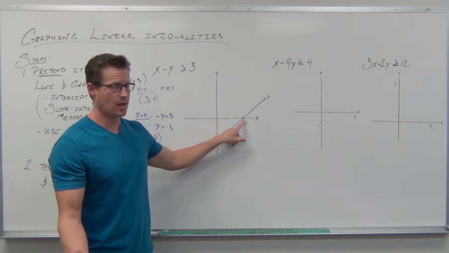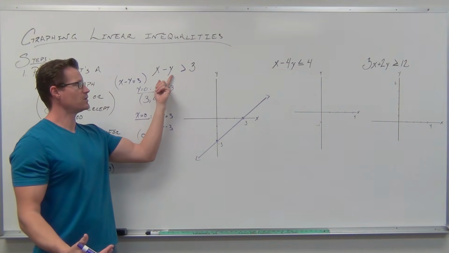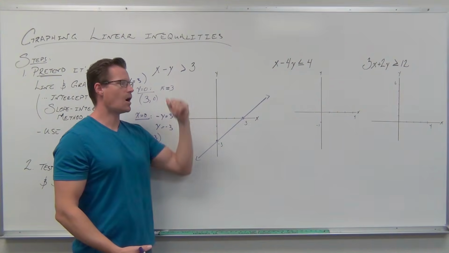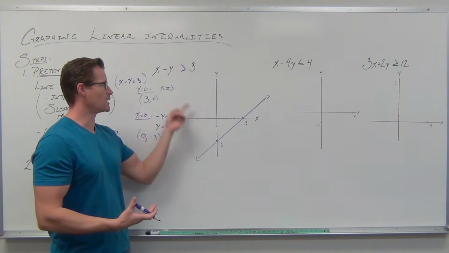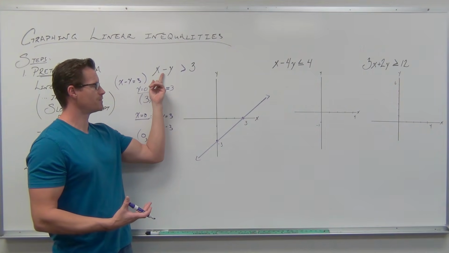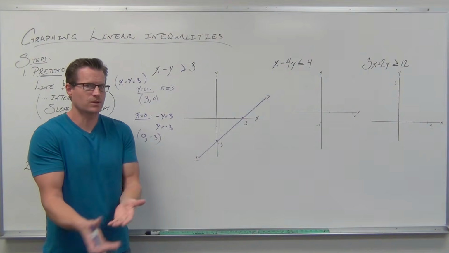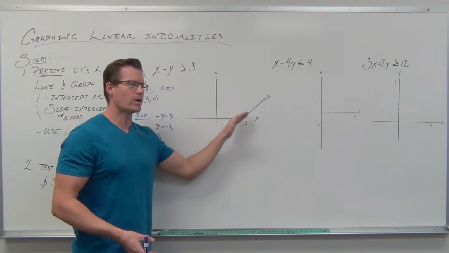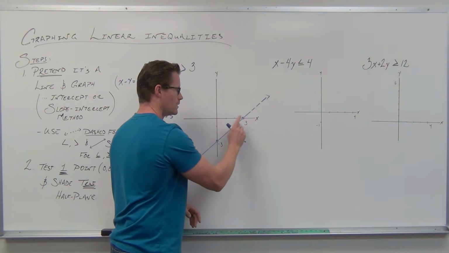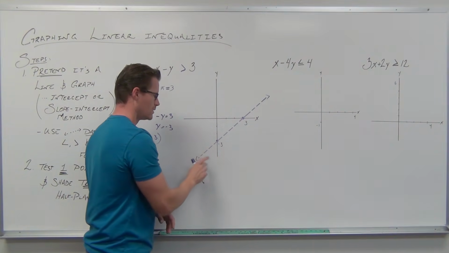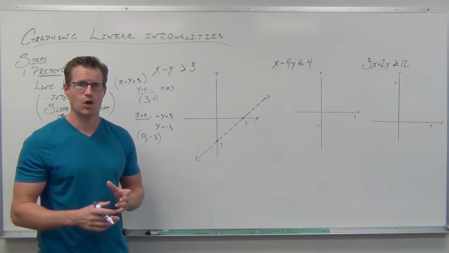It's obviously on the line, but if you plug in (3, 0), you're going to get 3. 3 is not greater than 3. That's a problem. Or (0, -3): 0 minus negative 3, that's 0 plus 3. 3 is still not bigger than 3. None of these points are going to work in that. The way we show it is to make it a dashed line, saying no.